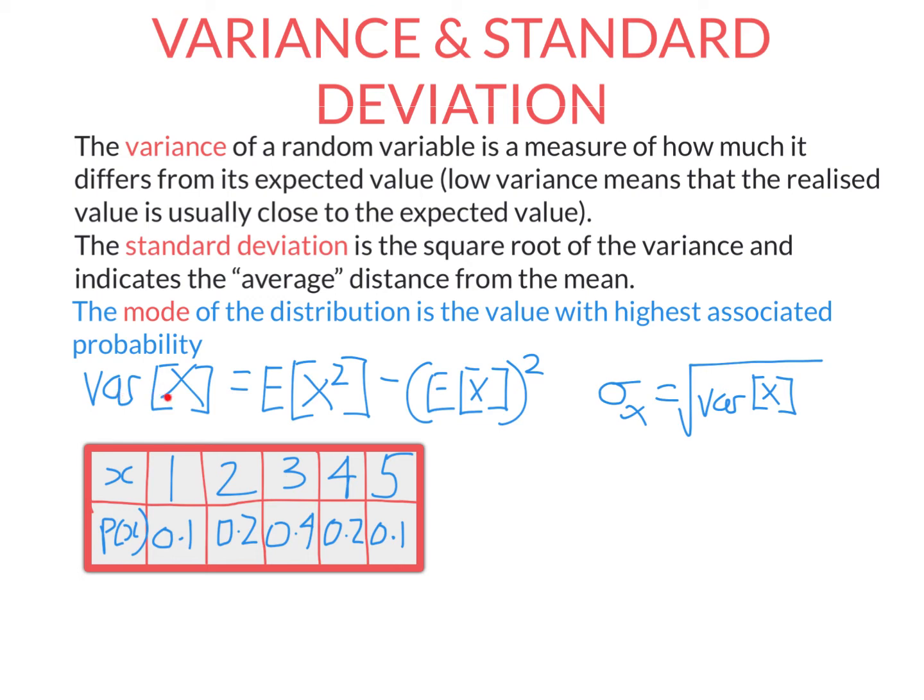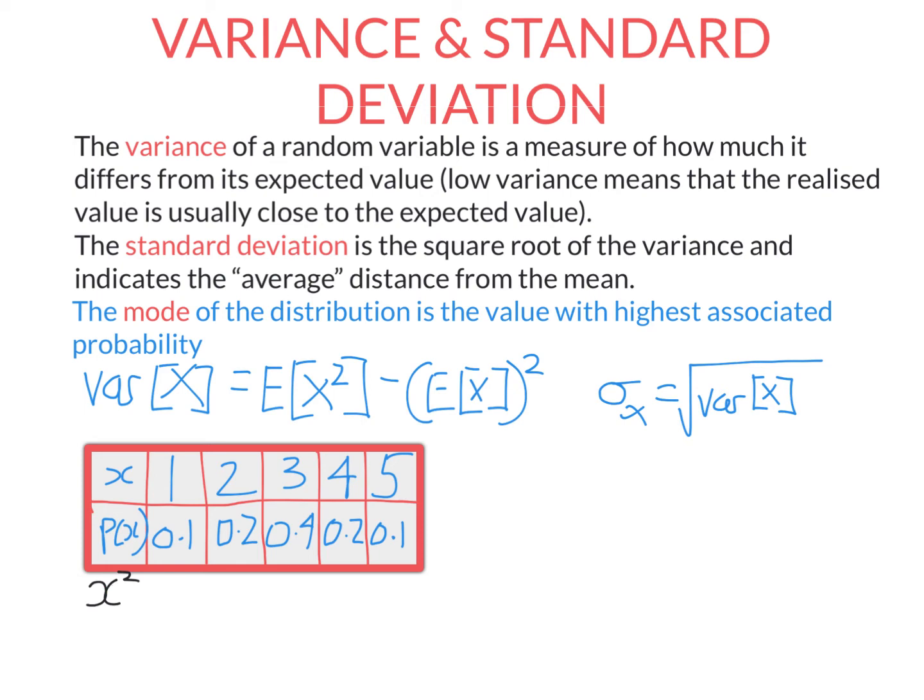So this is how you actually calculate the variance. You find the expected value of x squared and you minus the expected value all squared. And then the standard deviation of x, you just square root the variance. All right, probably not making a lot of sense now. Let's look at this distribution here and we'll actually calculate the variance. To calculate the variance, we need the expected value of x squared. So we need to make another row in our distribution, and that row is just the x squared values.